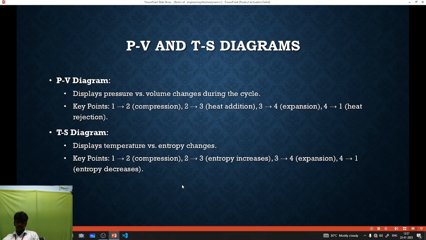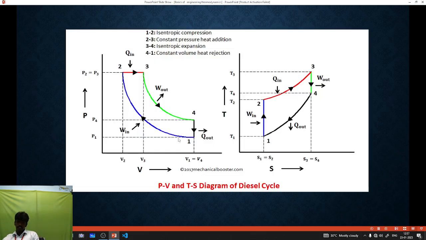The TS diagram displays temperature and entropy changes. Process 1 to 2 is compression, 2 to 3 is where entropy increases, 3 to 4 is expansion, and 4 to 1 is where entropy decreases. Process 1 to 2 is isentropic compression, 2 to 3 is constant pressure, because P2 is equal to P3, so heat is added at constant pressure in this process. Process 3 to 4 is isentropic expansion, in which the piston moves from TDC to BDC. This stroke is called the power stroke, and 4 to 1 is constant volume heat rejection.